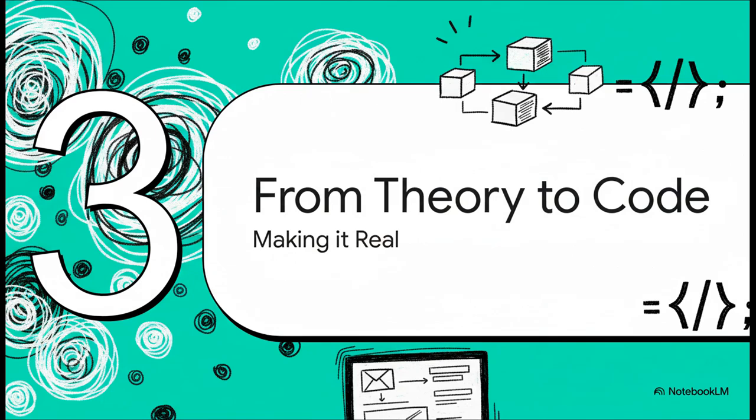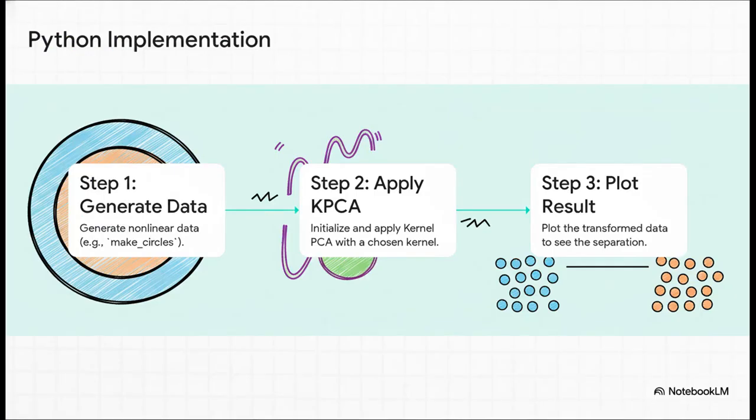Okay, we've seen the concept, we've dabbled in the math, and you might be thinking, this all sounds pretty complicated to actually implement. But, and this is the best part, it's actually incredibly easy to use in practice. Let's see how this all translates into actual code. If you're using a library like scikit-learn, it's really just a simple 3-step process. First, you whip up some nonlinear data. Concentric circles are a perfect example. Second, you just create the kernel PCA object and tell it which kernel you want to use. And third, you fit it to your data and then plot the results to see the magic for yourself.